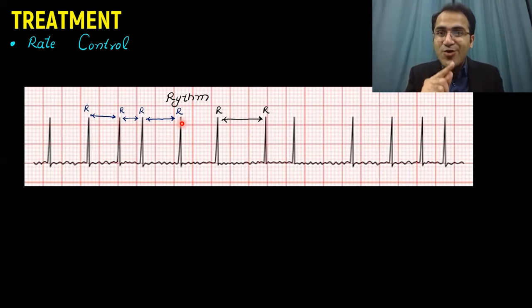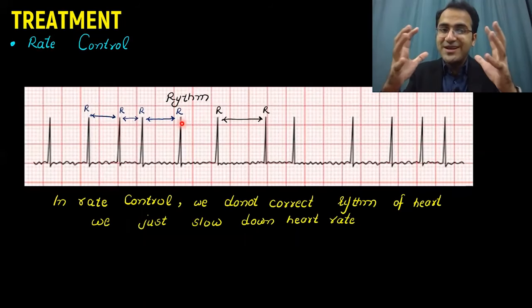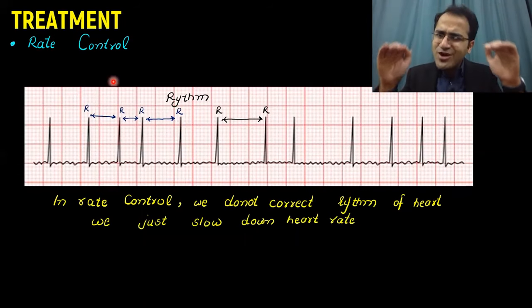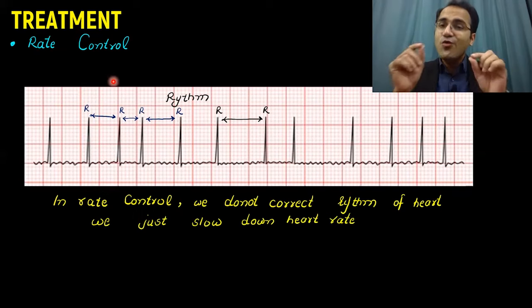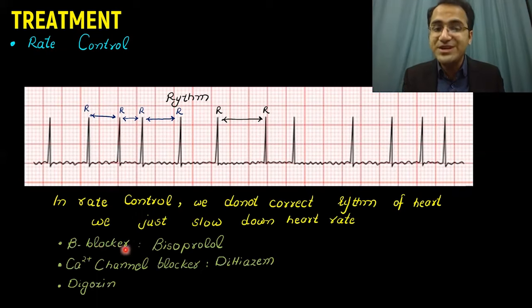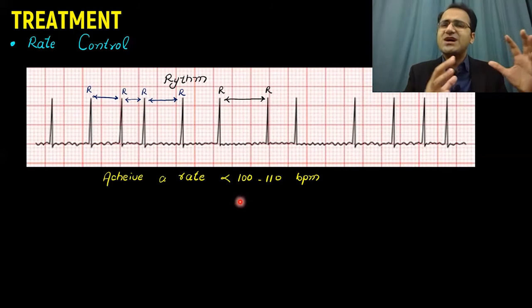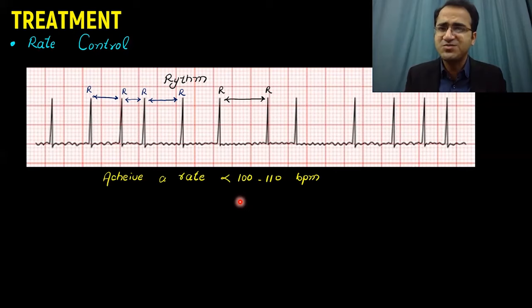Now in rate control, we do not control the rhythm. We do not correct the rhythm. We just control the rate at which the heart is contracting. Remember that in rate control, we just slow down the heart rate. How do we slow down the heart rate? We give either a beta blocker like bisoprolol, a calcium channel blocker like diltiazem, or we can even give digoxin. And remember, in rate control, we have to achieve a heart rate of less than 100 to 110 beats per minute. Since the heart is running just like a horse at a very fast pace, we want to slow it down to 100 to 110 beats per minute.